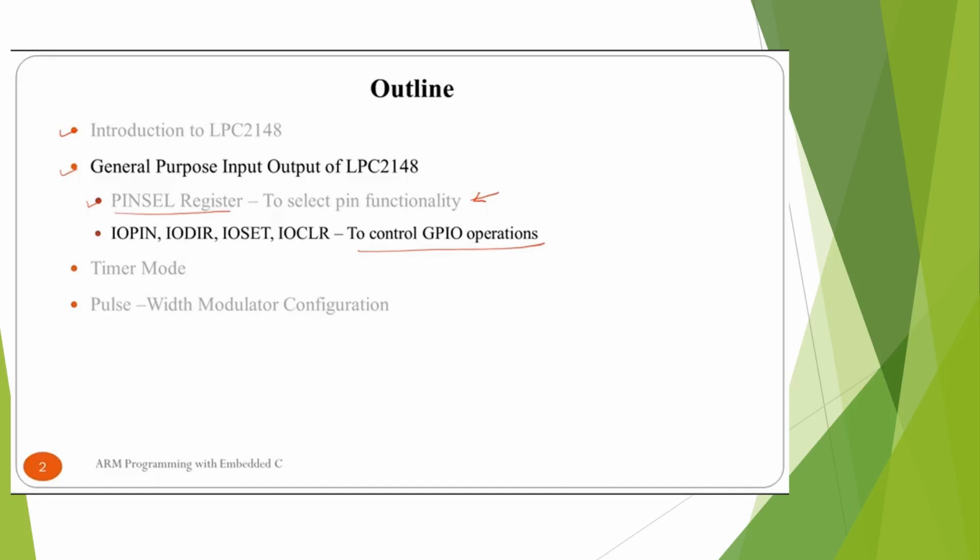Now see here, we already studied the pin select register. Now there are 4 other registers which can control these GPIO operations: IO pin, IO direction, IO set, IO clear. Here IO represents input output. We will see in the next slide.